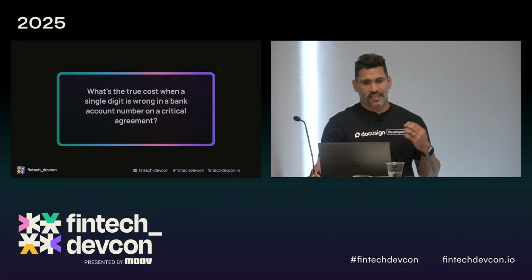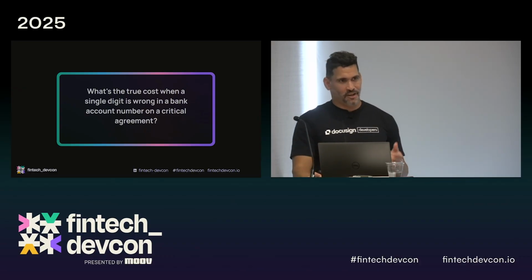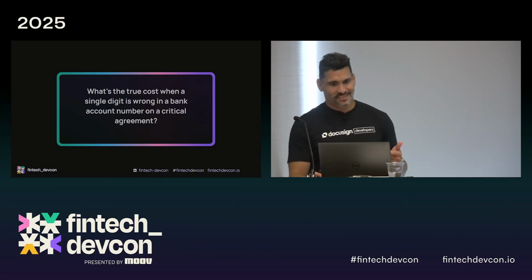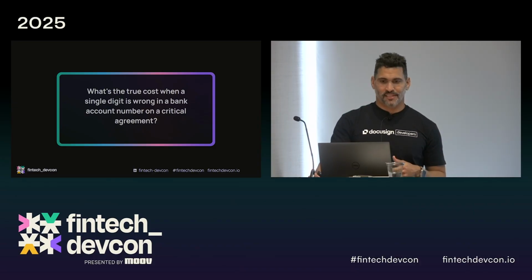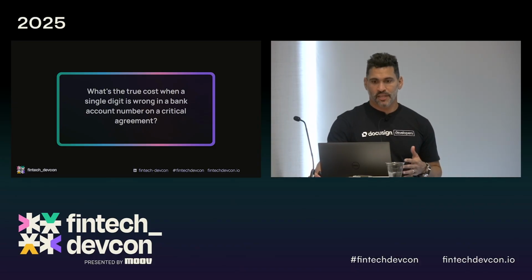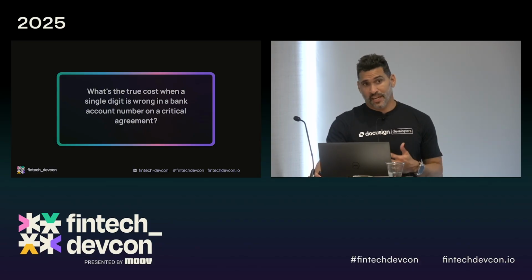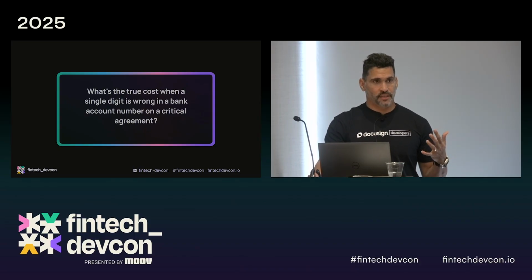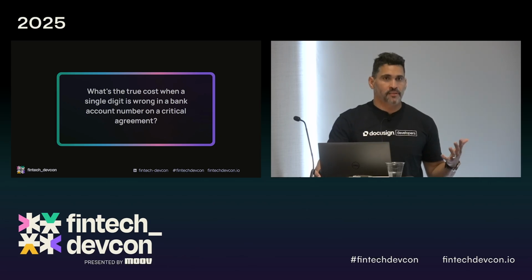So what can that wrong digit cause? It could cause funds to bounce, contracts to fail compliance checks, your customers' trust to take a nosedive, and your team to drop everything to go fix it. This isn't a rare edge case either. When you think about high volume workflows, which is a lot of the fintech industry and our industry, it's not a matter of if bad data sneaks in, it's going to happen sooner or later.